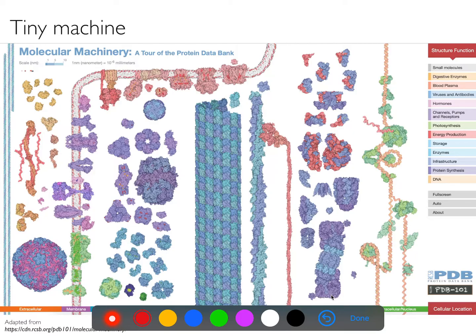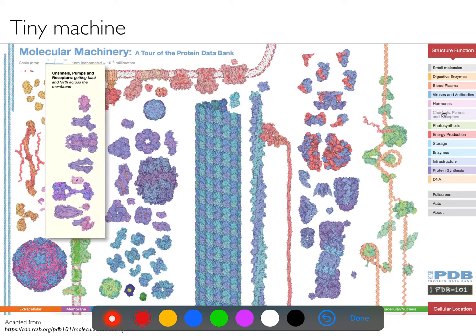So in this, let me turn on this movie. According to the structural function, there are a lot of proteins that can be found, and this slide summarizes what kinds of proteins have specific functions.